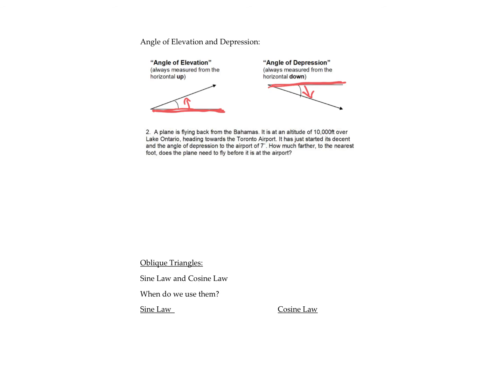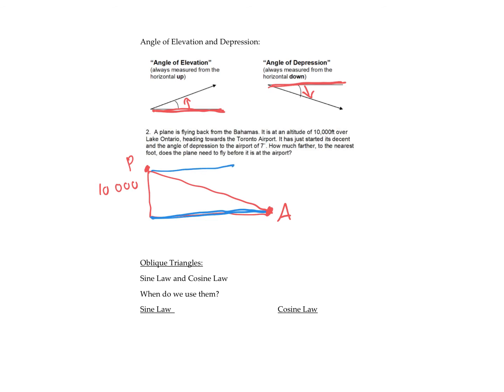So in this example, we have a plane flying back from the Bahamas. It has an altitude of 10,000 feet over Lake Ontario. So this is 10,000 feet, and this line at the bottom is the lake. So the altitude is 10,000. It is headed towards the airport. It just started its descent, and the angle of depression to the airport is 7 degrees. So here's the airport. Here's the plane. It's descending to the airport.